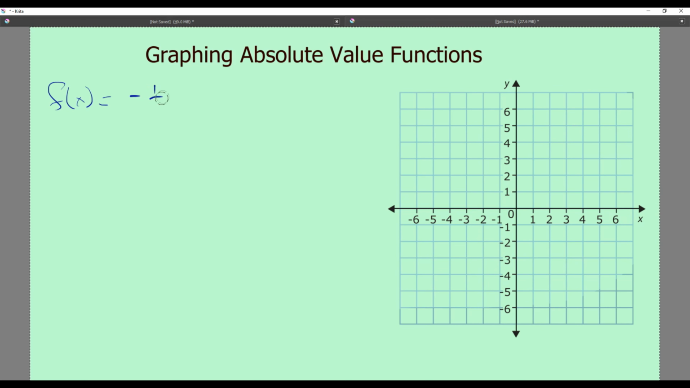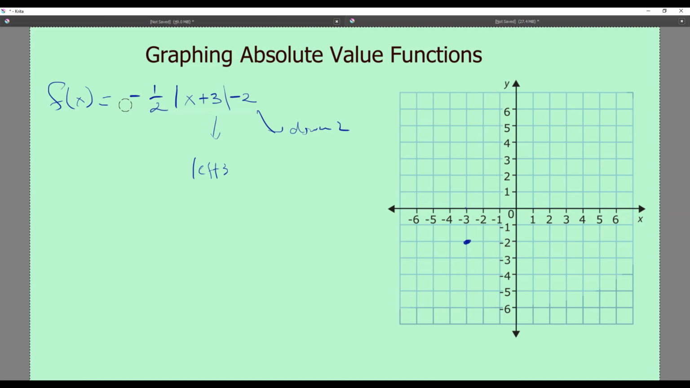Negative 1/2 |x plus 3| minus 2. All right, start with the one next to x. Positive means you go left 3. And then the number back here, this one goes down 2. So left 3, down 2. Now here is my tip of the graph.